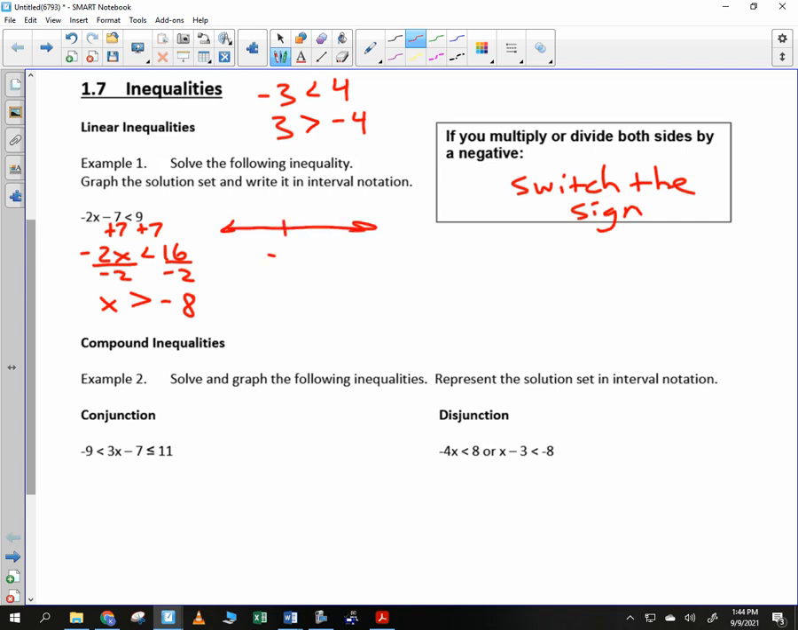So what's the solution? As a graph, we would plot negative 8, open or closed circle, arrow to the right. Notice that the answer in interval notation is negative 8 to infinity, with parentheses on both the negative 8 and the infinity. For the test, I will ask for the answer to be in interval notation. The graph sometimes helps you express it that way.